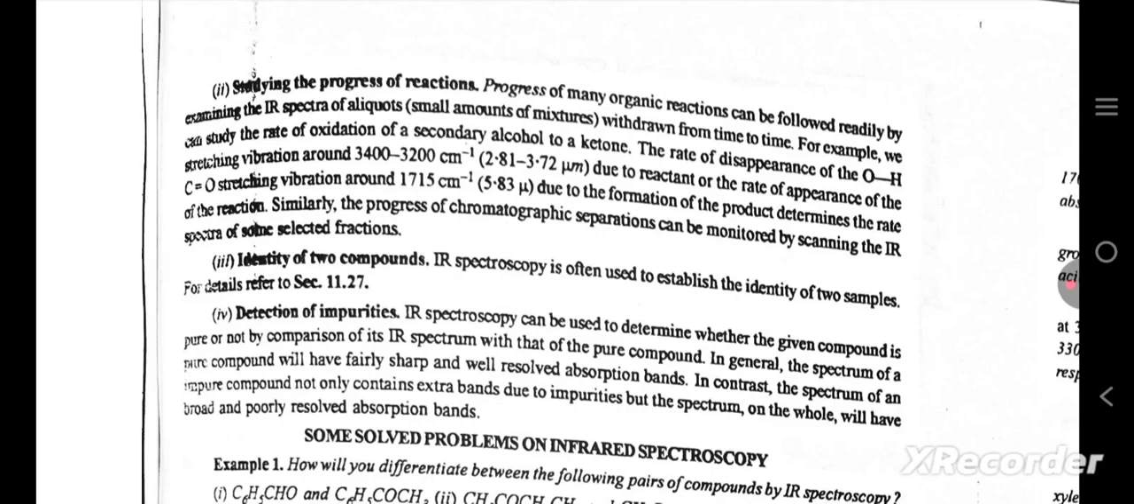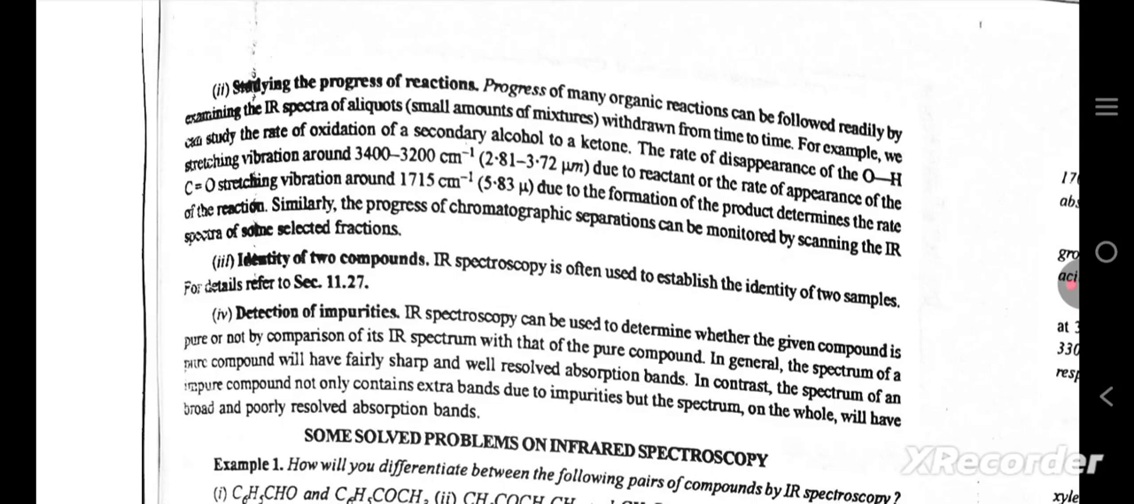Studying the progress of reaction. The progress of many organic reactions can be followed readily by examining the IR spectra of liquids, small amounts of mixtures withdrawn from time to time. For example, we can study the rate of oxidation of a secondary alcohol to a ketone: the rate of disappearance of the OH stretching vibration around 3400 to 3200 due to the reactant, or the rate of appearance of the C=O stretching vibration around 1715 cm⁻¹ due to the formation of the product determines the rate of the reaction.